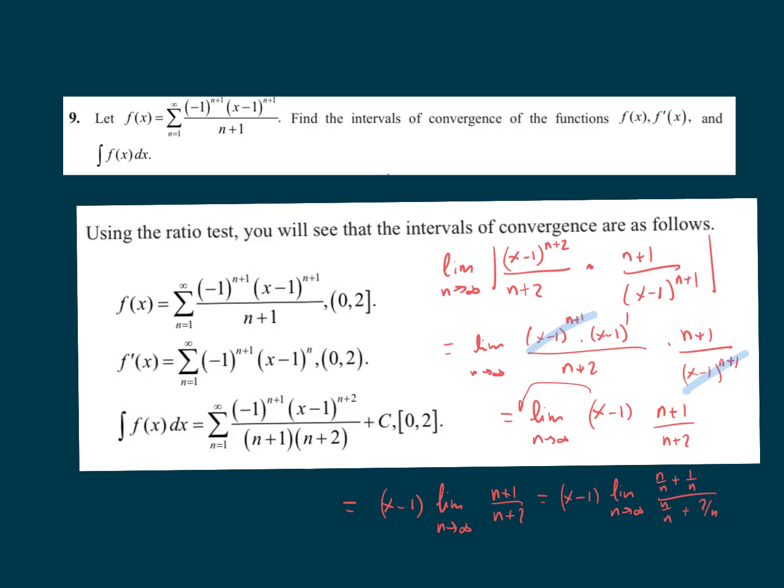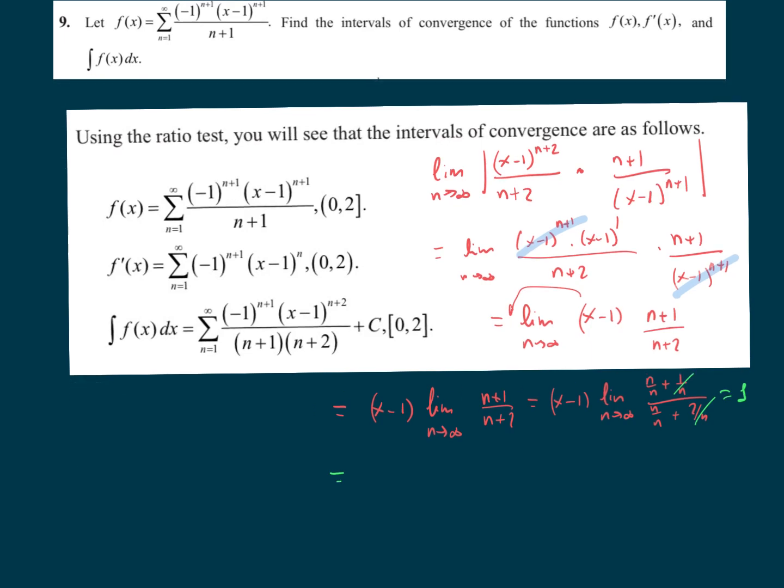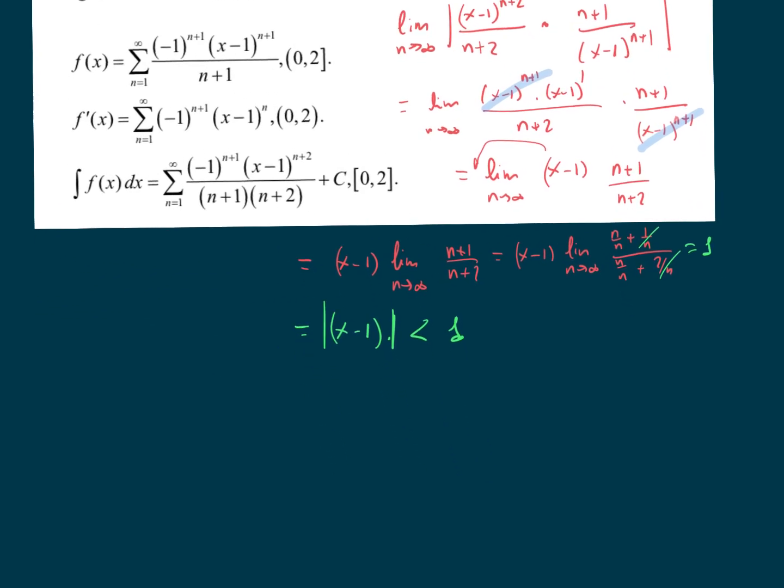When n goes to infinity, this goes to 0. When n goes to infinity, n/n goes to 1, so the limit is 1. So as a final result, I have |x − 1| multiplied by 1, and this should be less than 1. So the absolute value of this has to be less than 1.